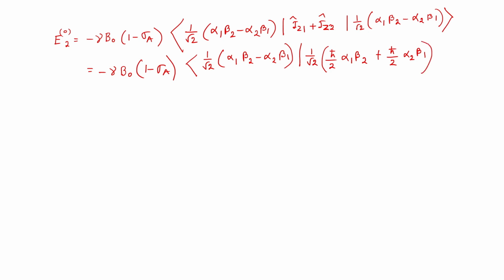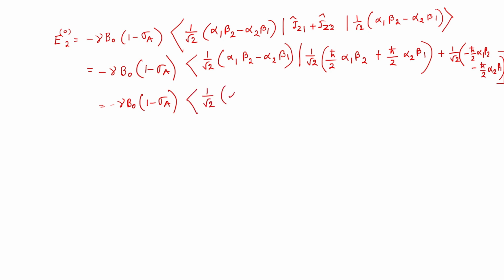So this is what I got from here, and another what I am going to get. So Iz2 working on this, so 1 by root 2, first Iz2 working on beta 2, I am going to get minus h cross by 2 alpha 1 beta 2. Then Iz2 working on alpha 2, again I have the minus sign, h cross by 2 alpha 2 beta 1, right?